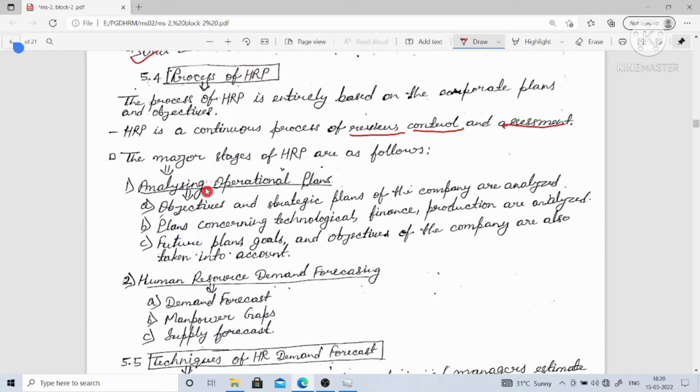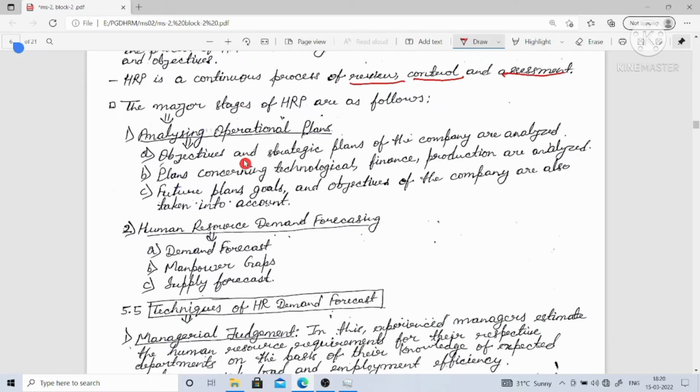The first major stage given is analyzing operational plans. That is the first stage of human resource planning. Analyzing operational plans: the objectives and strategic plans of the company are analyzed. Whatever different kinds of objectives and strategic plans, meaning long-term plans, there are, those things are analyzed. Then second, under analyzing operational plans, plans concerning technology, finance and production are analyzed.